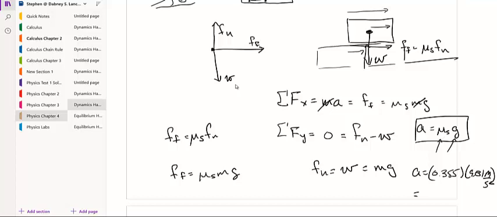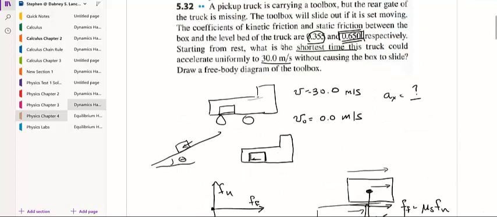Oh, we get the acceleration. We still haven't answered the question yet. We get 3.48. So that's the limiting acceleration. So if we go up here and put that in here, 3.48 meters per second squared, then we need an equation to solve for t given these three things.